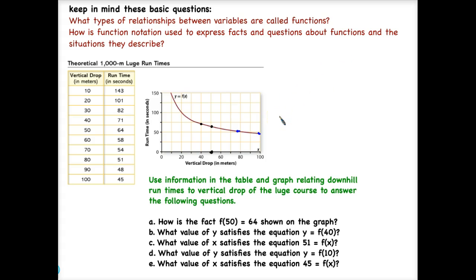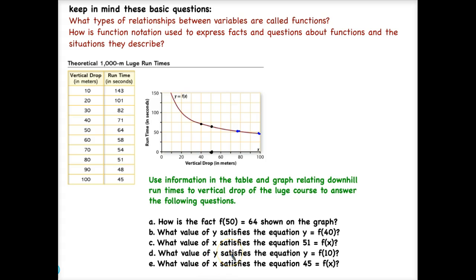Let's look at these luge runtimes. In this table and graph, we can see that vertical drop and runtime in seconds are related to form this shape. Now, if we look at this shape, would we say this is a linear relationship or a nonlinear relationship? Based on the fact that this is not a straight line, we would say it's a nonlinear relationship.